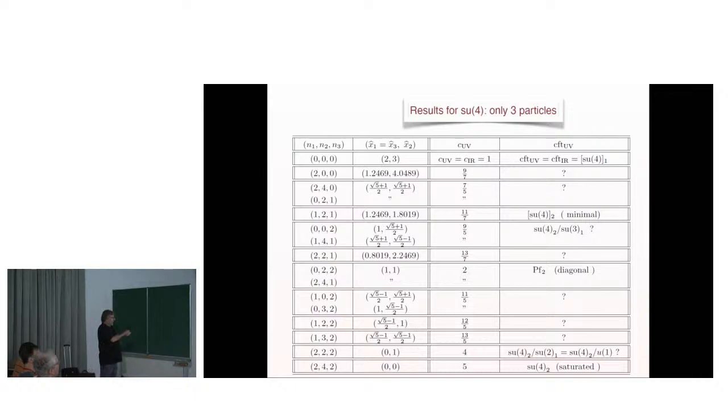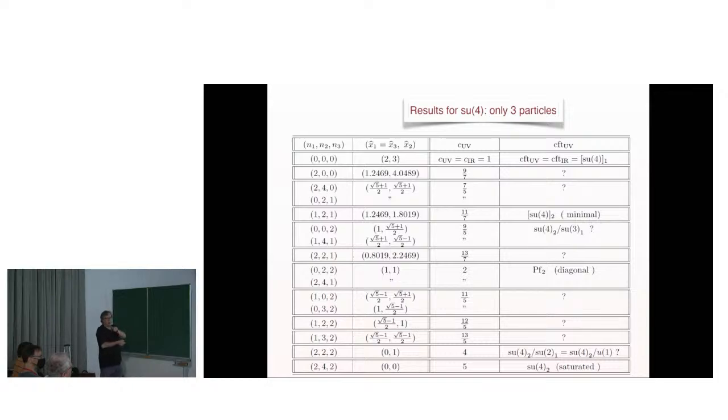So here are these integers, n1, n2, n3. If they're all 0, that's a conformal case. So CUV equals CIR is 1. This is the SU4 coset at level 1. Then we found all these cases. I guess the largest integer is 4. There's no more after this. Some of them we could identify. Some we couldn't.